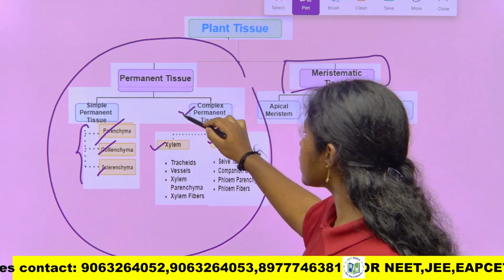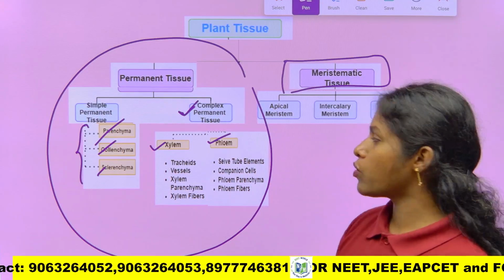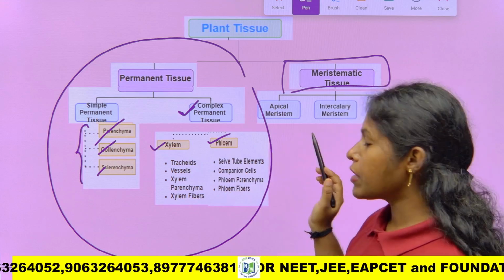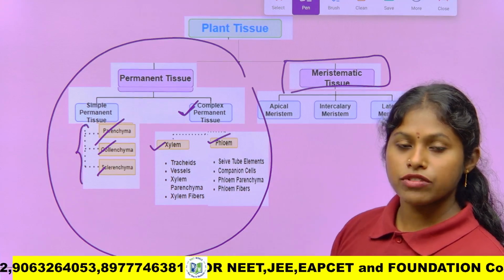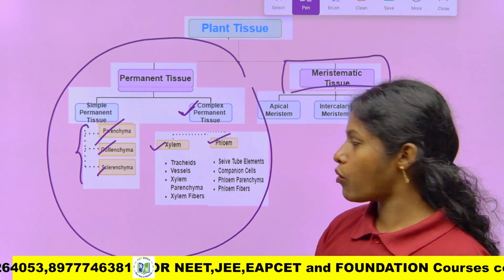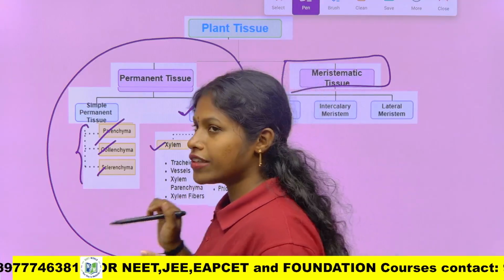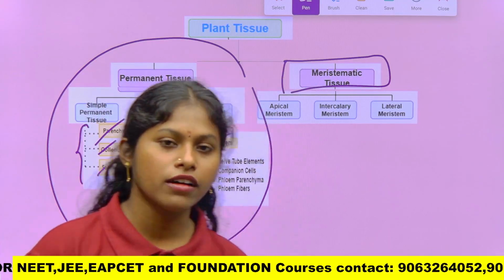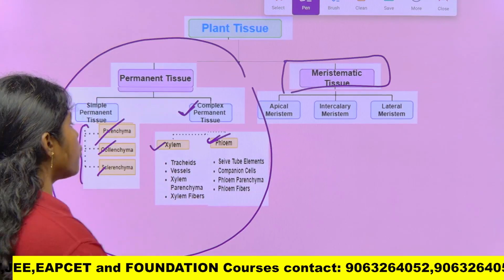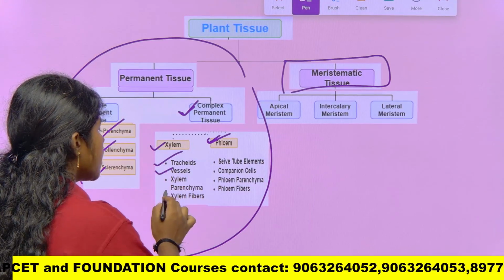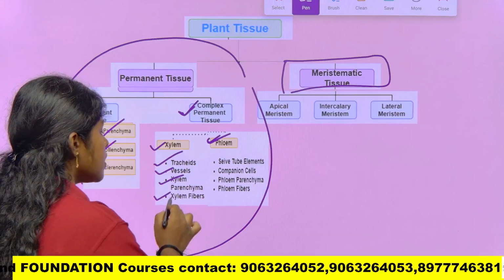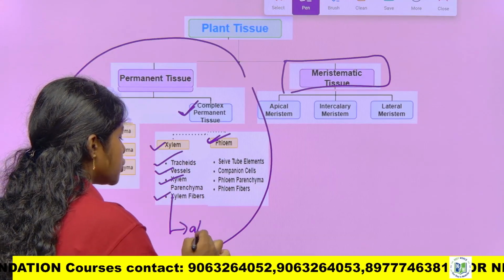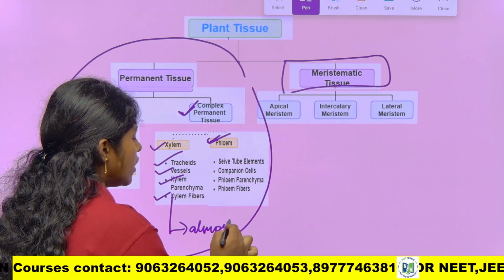So this complex permanent tissue is of two types. What are they, children? Xylem and Phloem. Xylem conducts and helps in the transport of minerals and water. And coming to the Phloem, whatever food is prepared in the leaves should be distributed all over the parts of the plant by the Phloem tissue, right? There are four types: tracheids, vessels, Xylem parenchyma, Xylem fibers. Xylem is almost dead tissue.